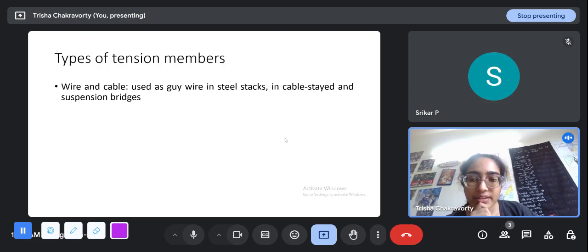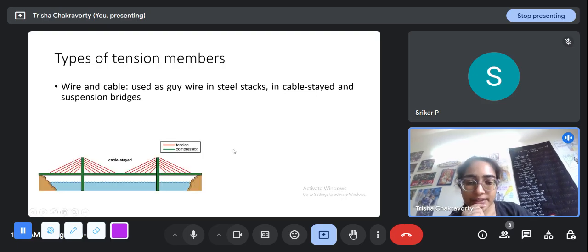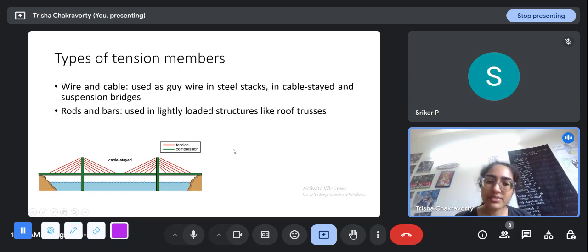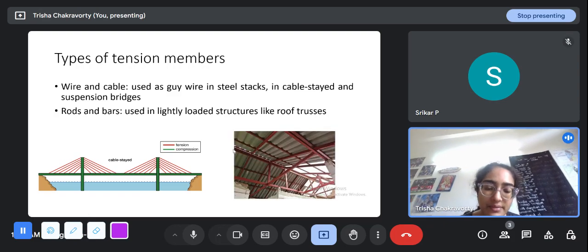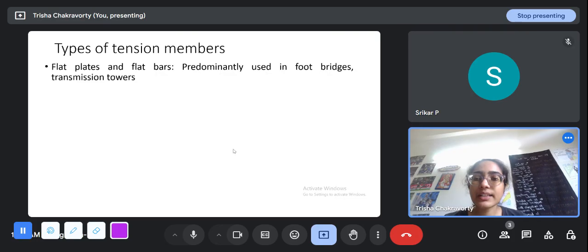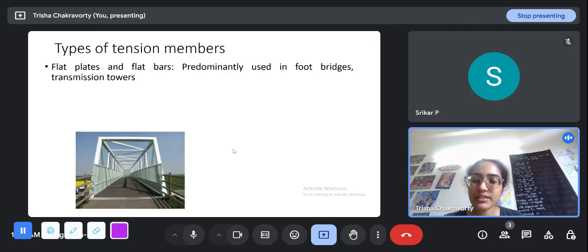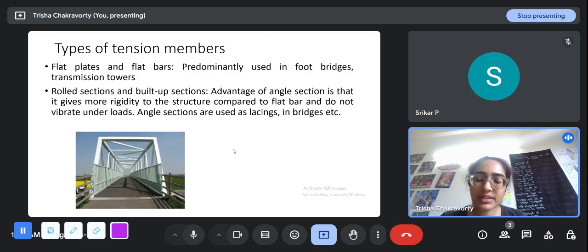used as guy wire in steel stacks, in cable-stayed and suspension bridges. This is a cable-stayed bridge. Rods and bars are used in lightly loaded structures like roof trusses, like these. Then flat plates and flat bars, predominantly used in footbridges and transmission towers. Then rolled sections and built-up sections.